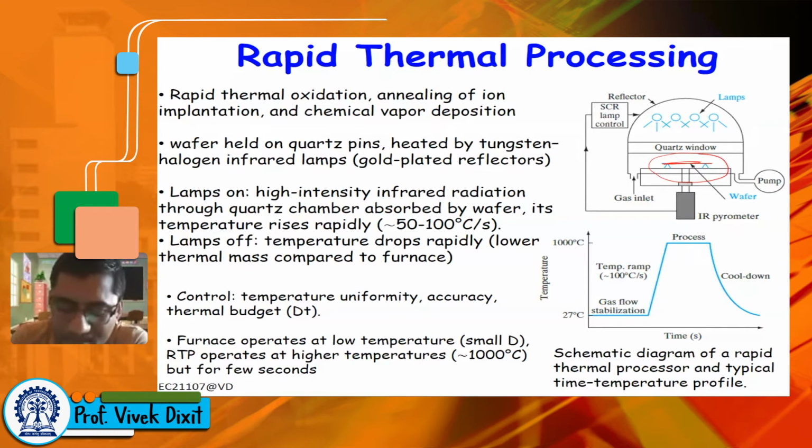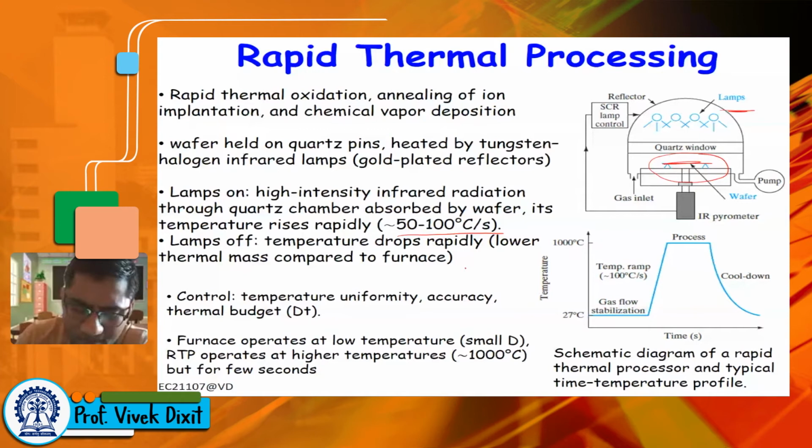So that all the heat that is applied goes to the wafer only. Now what is done here? These are the tungsten halogen lamps which are used to heat the wafer. So they can basically produce the heat very quickly. So the temperature can rise very quickly with the rate of 50 to 100 Celsius per second. And then you apply high temperature for a few seconds.